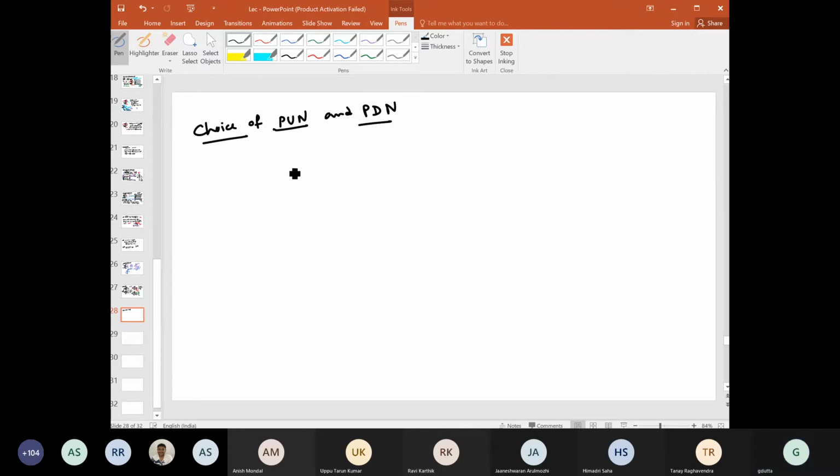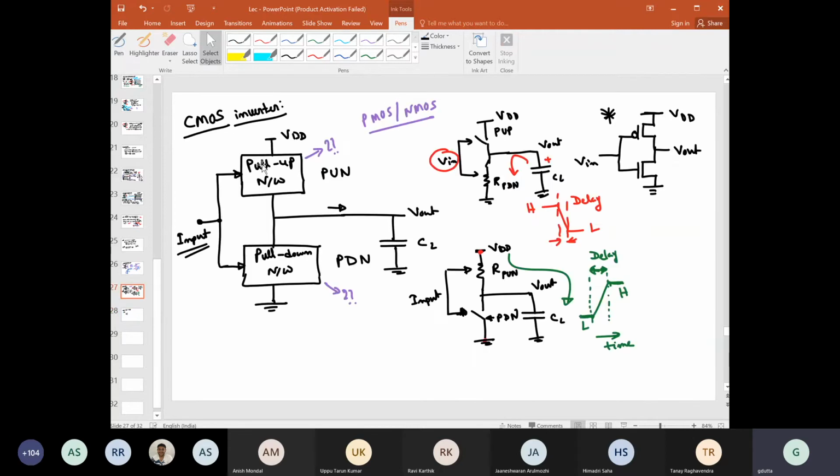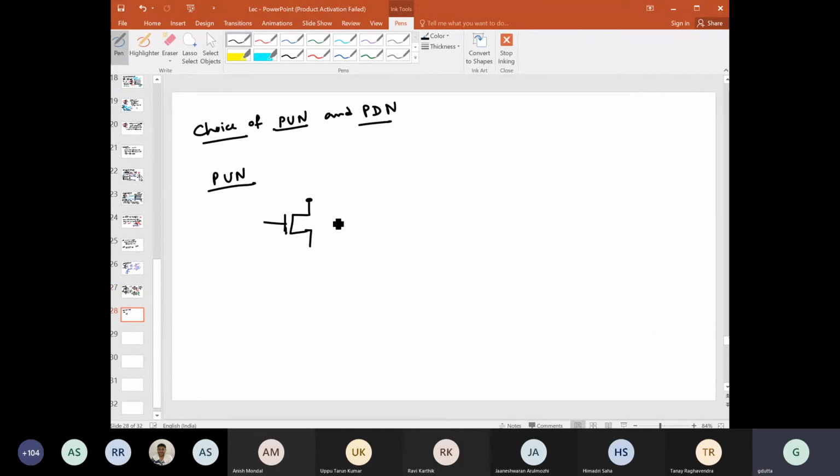Say we are considering first the pull up network. Suppose we are using one NMOS. The pull up network is at the top, so it should be connected with VDD, and the other part is connected with the output. This is connected with VDD.